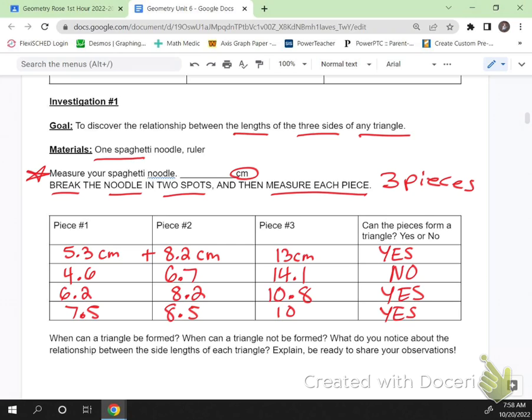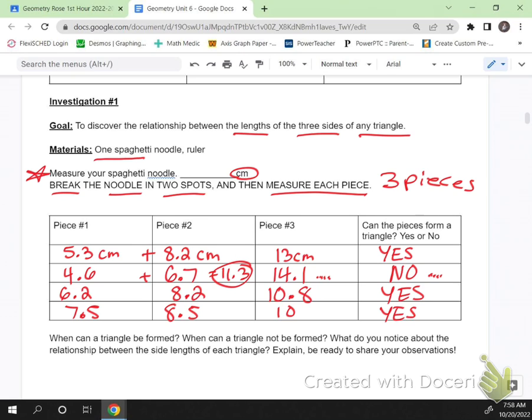Let's add the 2 smaller ones together. 5.3 plus 8.2. I got 13.5. Is 13.5 bigger than 13? Yes. Let's try the one where someone got a no. 4.6 plus 6.7 is 11.3. It should be bigger, but it's not. This is smaller than the 3rd piece. So that's how we got a no.